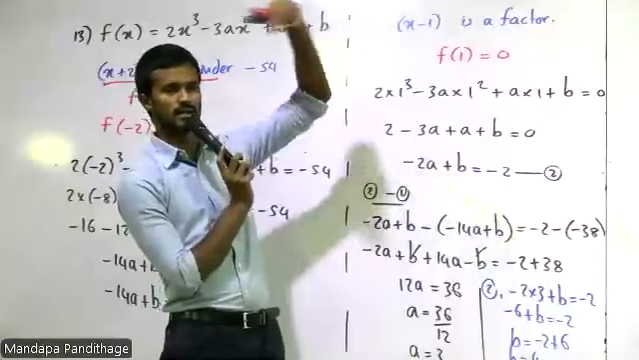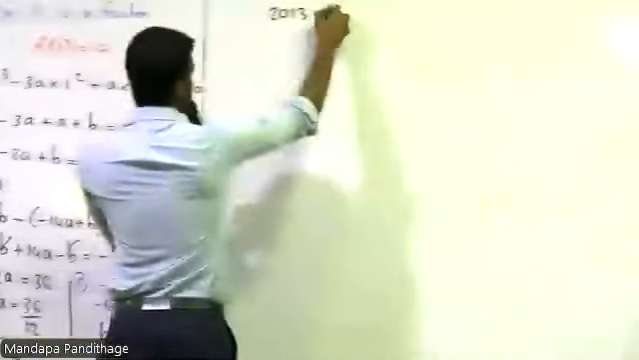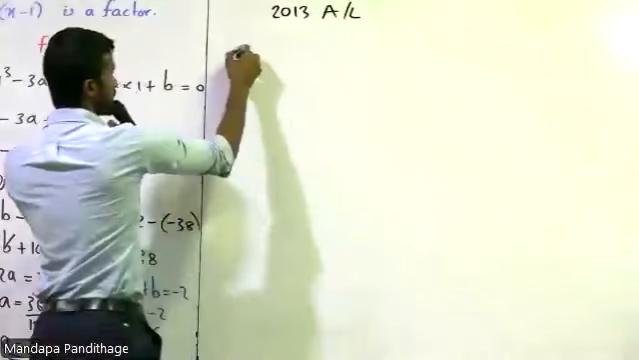So when you're doing a past paper, do it in this way. Write the year 2013 A-levels and then you can write the question number.